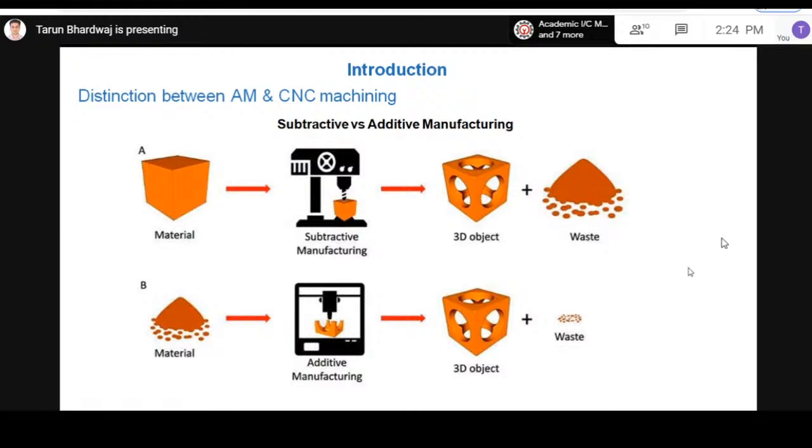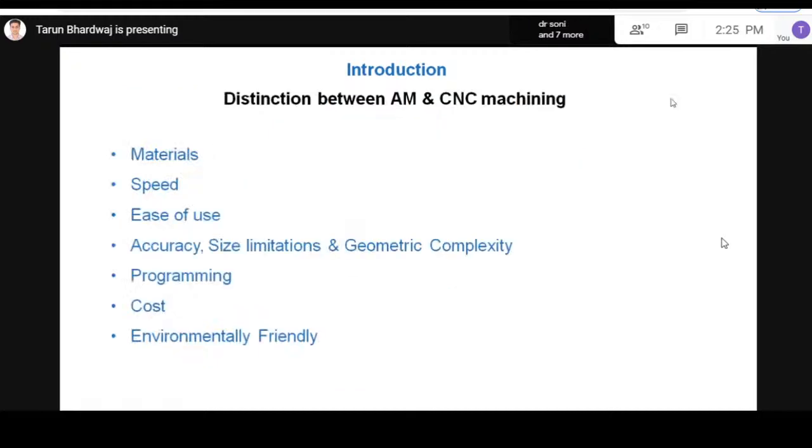But the difference between AM and CNC machining is that with CNC machining we can't get the intricate shapes. If I ask you to make a hollow sphere by CNC machining, you can't, because there is no way that you can make an intricate shape inside a sphere. But with additive manufacturing it is possible that you can make an intricate shape in a sphere. So this process is quite useful in that particular way.